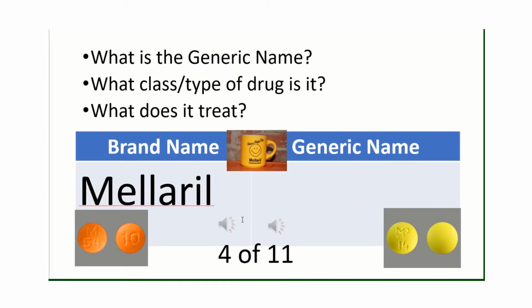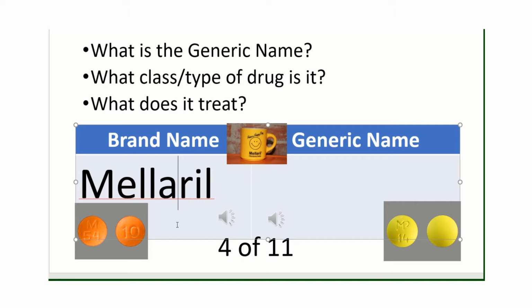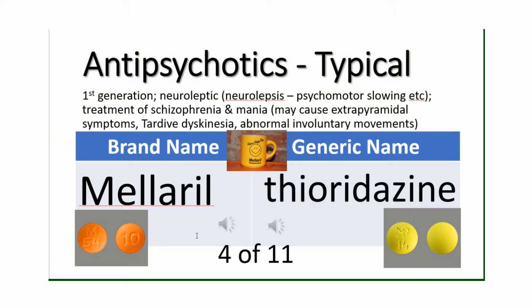What is the generic name for Mellaril? What class of drug is Mellaril? What does Mellaril treat? The generic name for Mellaril is Thorazine. Mellaril and Thorazine are typical antipsychotics. They treat schizophrenia and mania.